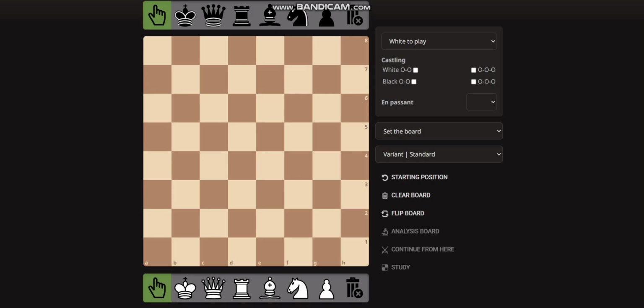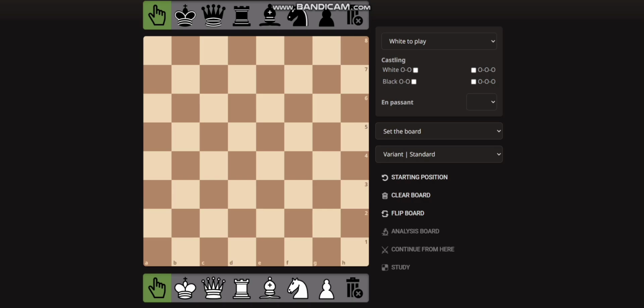So our first topic is notation. It's all about notations. We can see here on the board there are numbers from 1 to 8, and there are letters A to H. So there are two main things: in chess there are files and ranks.